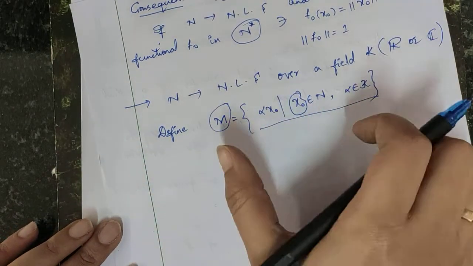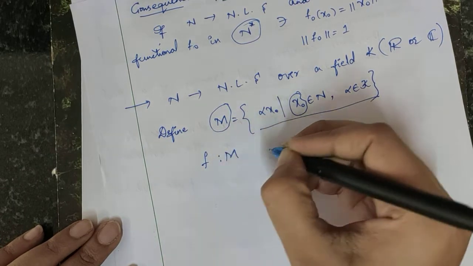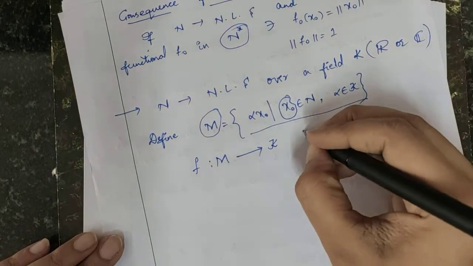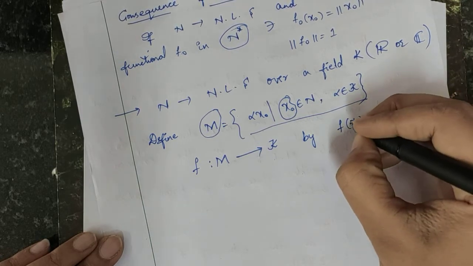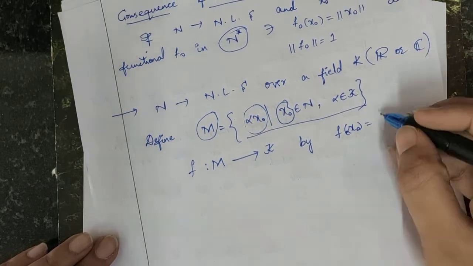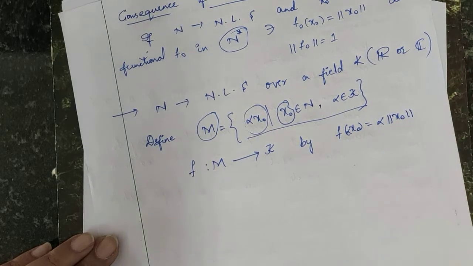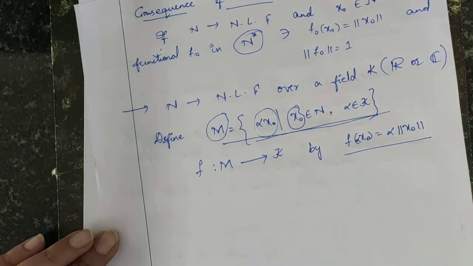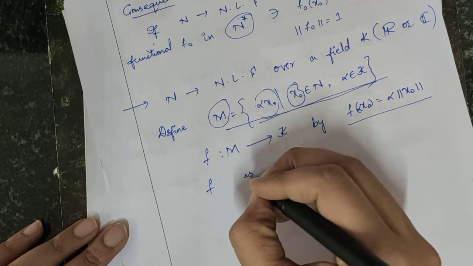So now if I am defining this, obviously the mapping will be from the space M to a field K, and we can define this by f of x is equal to f of alpha x0. I have to define it in this form, right? So f of alpha x0 will be equal to alpha into norm x0. Using this definition, we are defining our function in this way. Is that clear? So now we have to prove that f is linear.